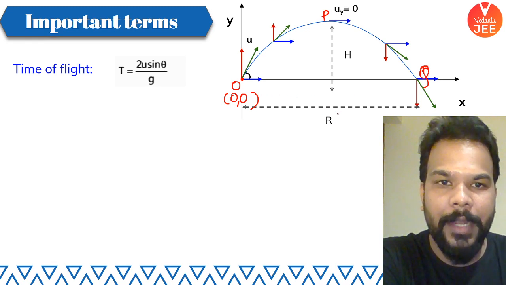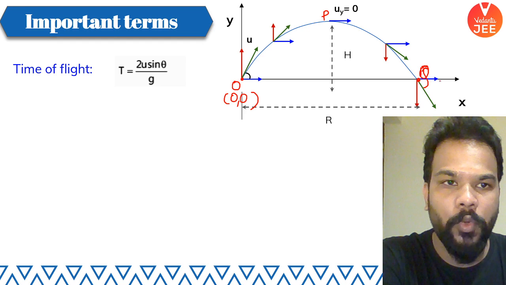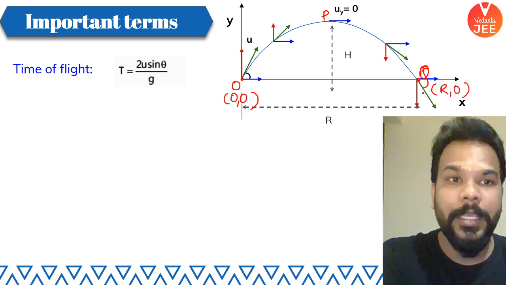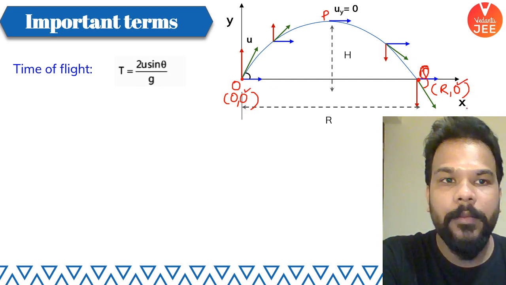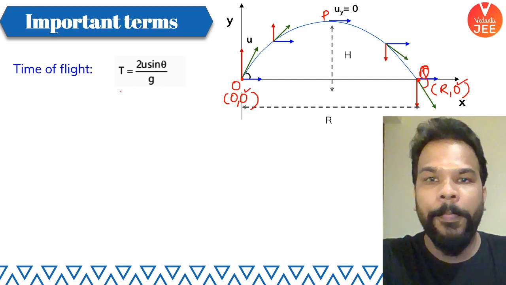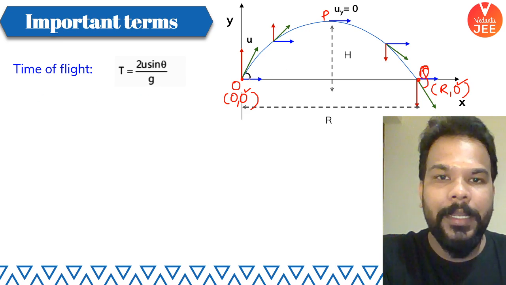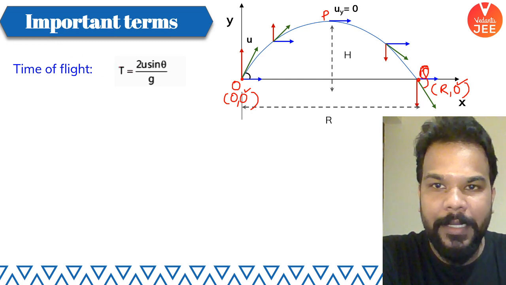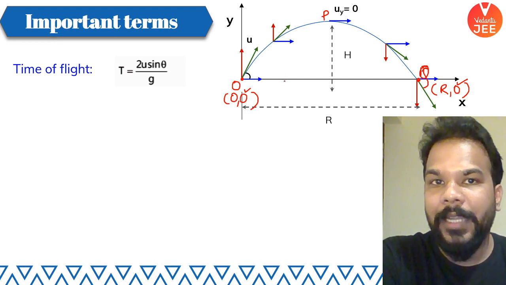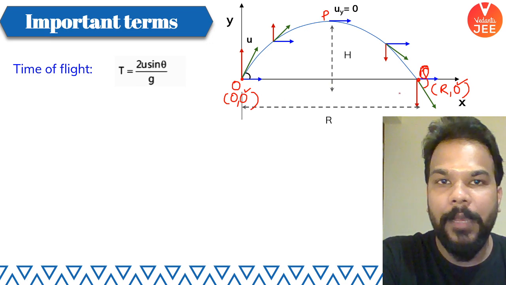So horizontally, distance r is covered to reach point Q. So point Q has the coordinates (r, 0). What you see here: the y coordinate at O is 0 and the y coordinate at point Q is also 0. So we can say that the time in which the body will reach from O to Q is your time of flight, that is capital T, and that is the time in which the body's y coordinate becomes 0.